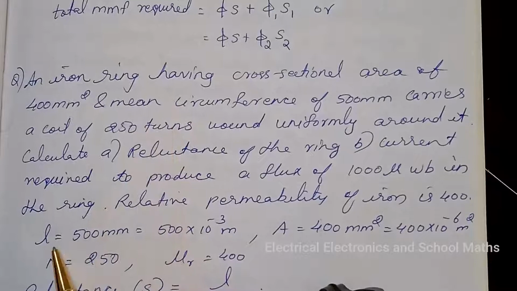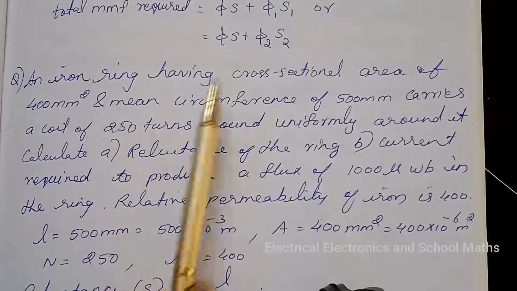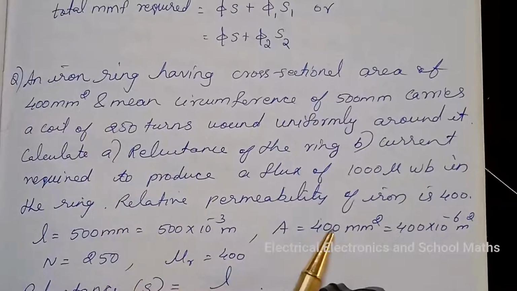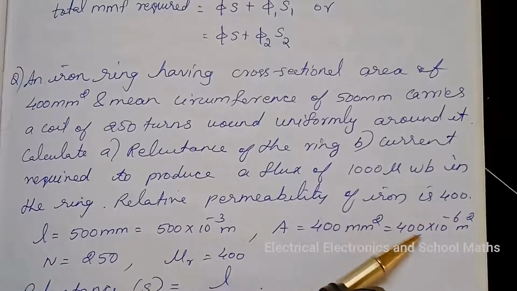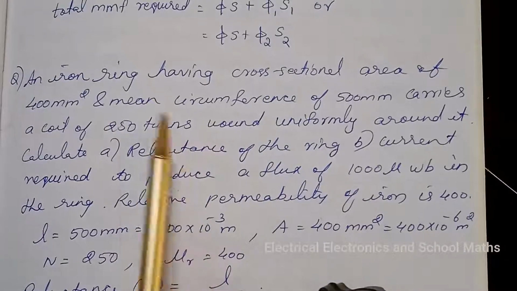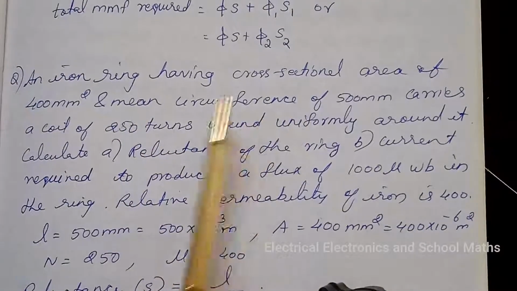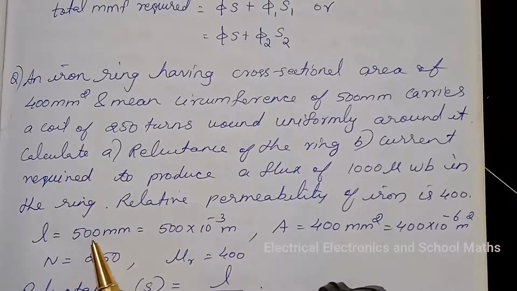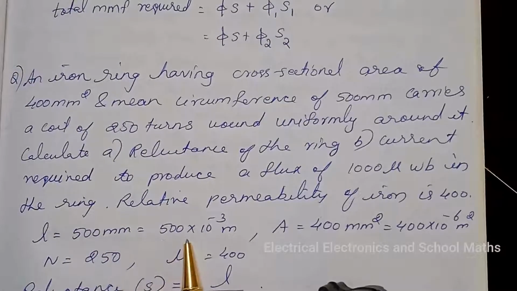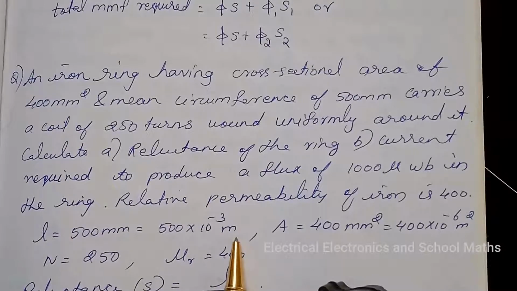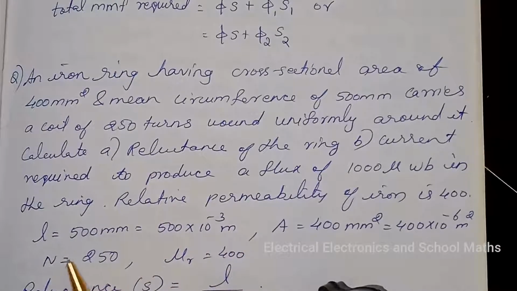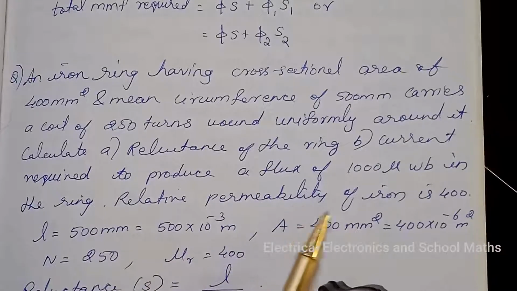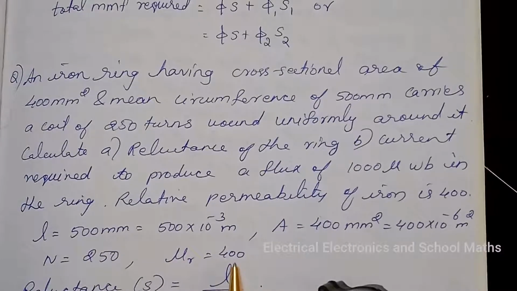Here we have been given the cross-sectional area 400 millimeter square, that is 400 into 10 raised to minus 6 meter square. The mean circumference is nothing but the length, 500 millimeter, that is 500 into 10 raised to minus 3 meter. Also the number of turns is given, and the relative permeability mu r is given as 400.